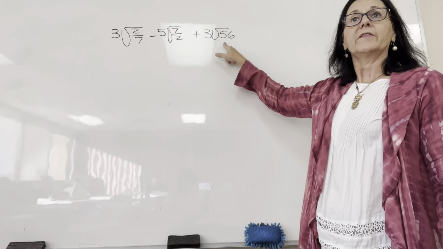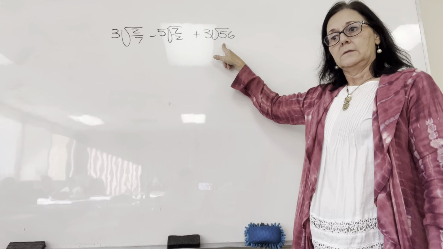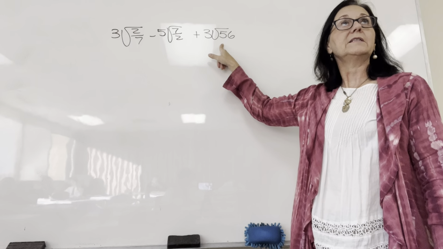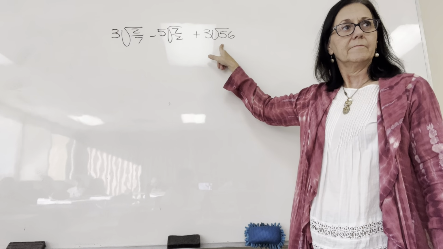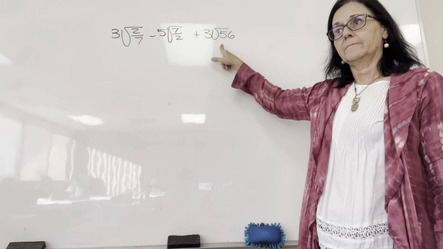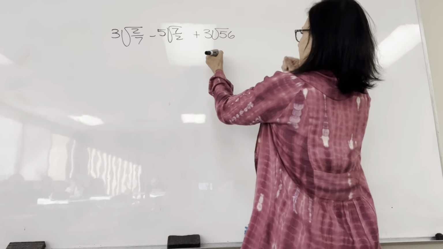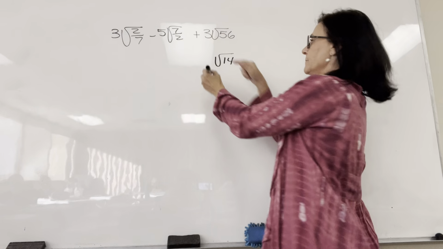Is there a perfect square that goes into 56? 4 goes into 56. How many times? Is it 14? 14. And okay, so it's 2 square root of 14. So I'm going to leave 14 under. We're going to multiply the 2 times 3, which is 6.